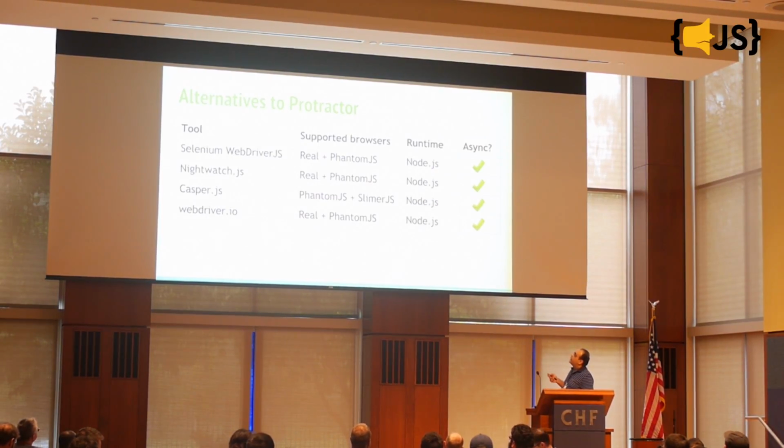All of these tools are based on Node.js, and they let you run the tests in real browsers, as well as in Phantom.js for headless testing. Casper is the only exception to the rule. It currently only supports Slimer.js. This is not a real browser. It's a scriptable browser based on Firefox's Gecko engine. All these tools will allow you to run your tests asynchronously using promises.